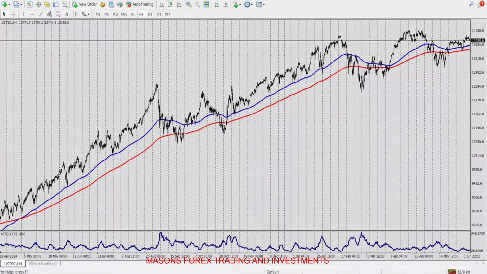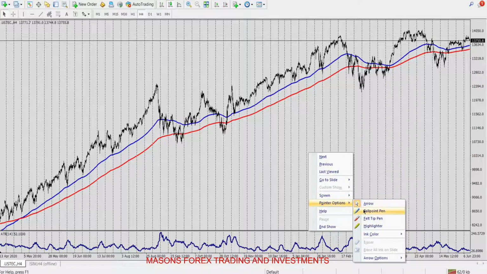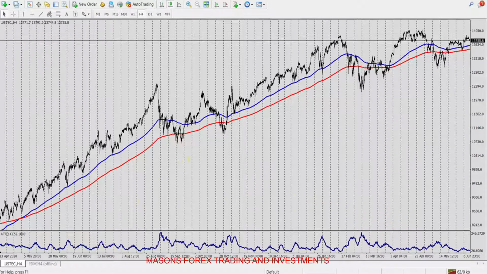This is the chart of US Tech or NASDAQ. It's the 4-hourly chart. If you look at how price is structured, you'll see that price is more often than not above the blue moving average. The blue line is the 200 moving average and the red line is the 400 moving average.